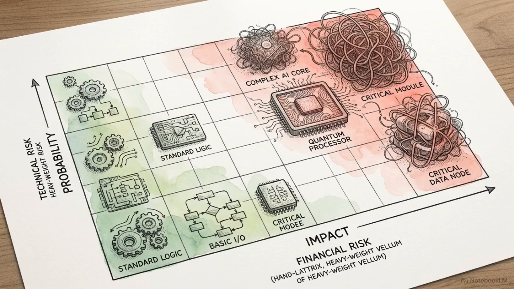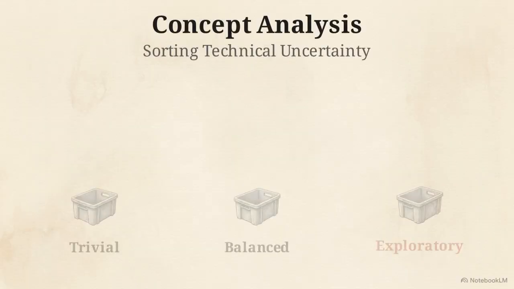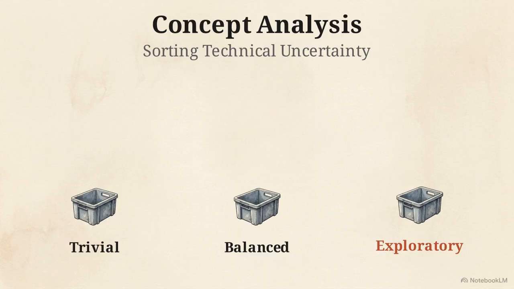Looking at this logical architecture, it becomes clear that not every functional module carries the same technical or financial risk. To evaluate the implementation approaches for each individual module, we conduct a concept analysis. We review the available technology to determine how each block will actually be built. During this analysis, we sort the technical uncertainty of every module into 3 distinct classifications.